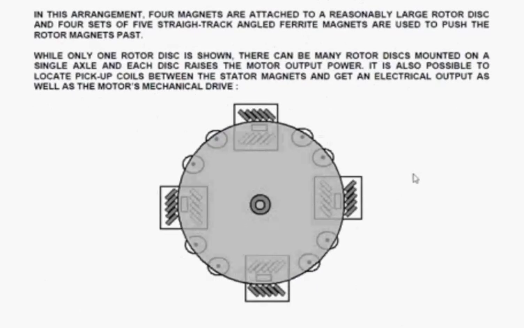And you can, if you want, put pickup coils actually underneath that particular rotor. And the magnets on the rotor will pass just above those coils, and they generate an output.